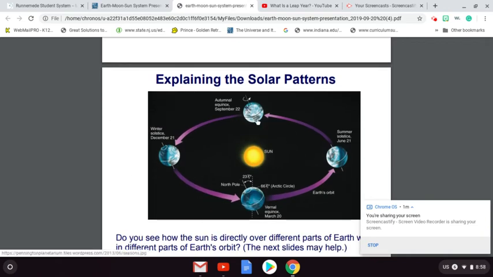We're seeing the tilt here, and whatever hemisphere is tilted most towards the sun is the one that's receiving the most direct sun's energy, and therefore is going to be warmer. So the northern hemisphere here is tilted towards the sun. That's why it's summer in the northern hemisphere. But over here, the southern hemisphere is tilted towards the sun, and now it's summer in the southern hemisphere.